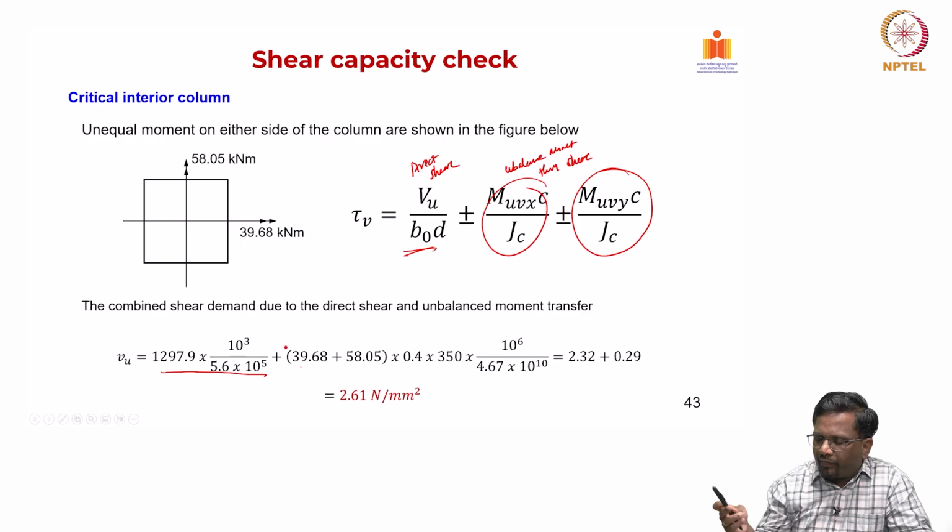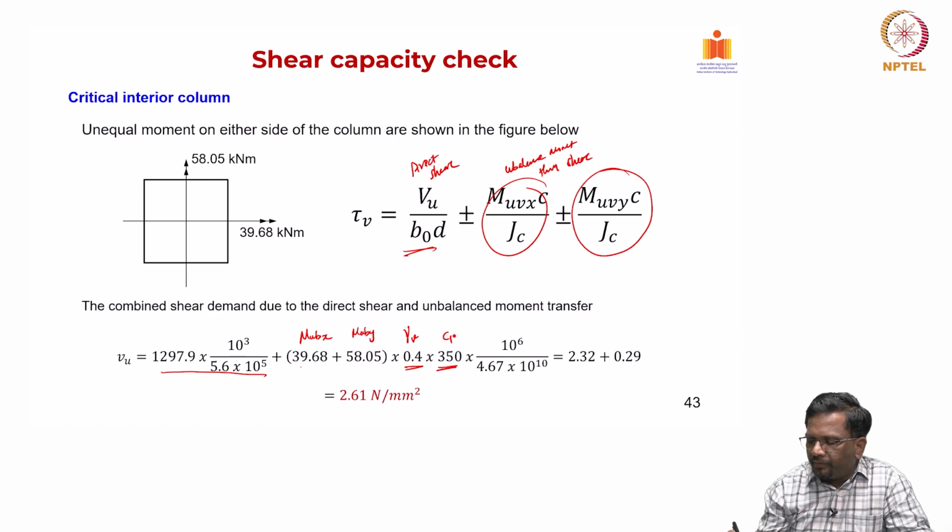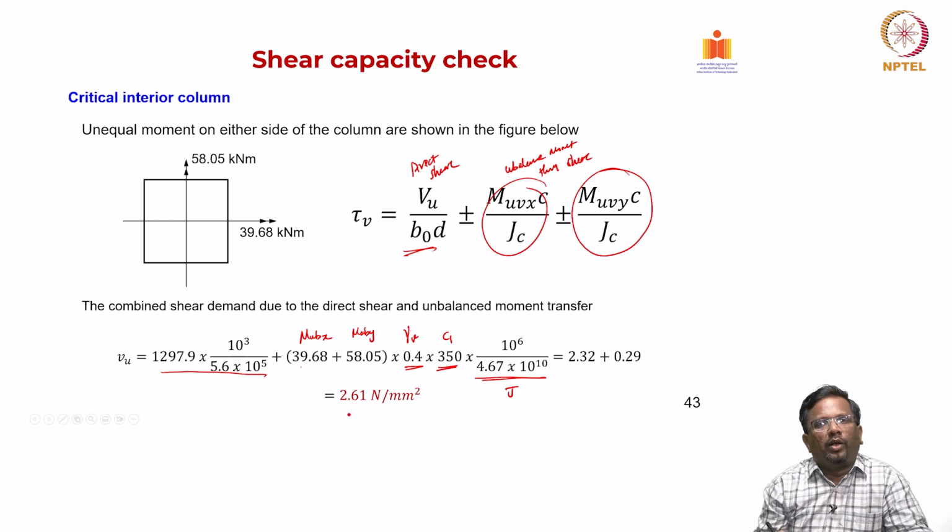Anyway, the 0.4 factor is coming. This is your gamma v factor, right, and this is your perimeter C1, right, and this is your J parameter. So, if you substitute all these things, you get your total shear stress as 2.61 megapascal.